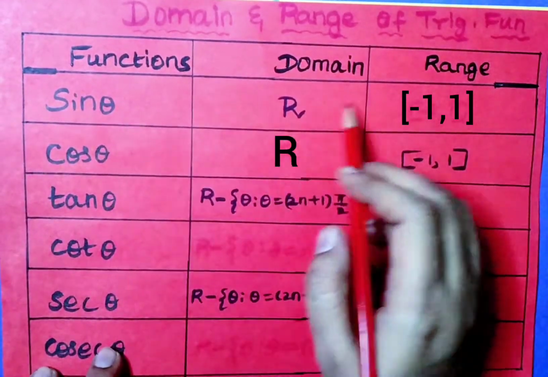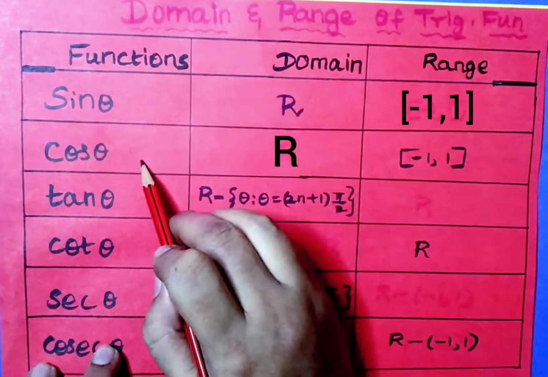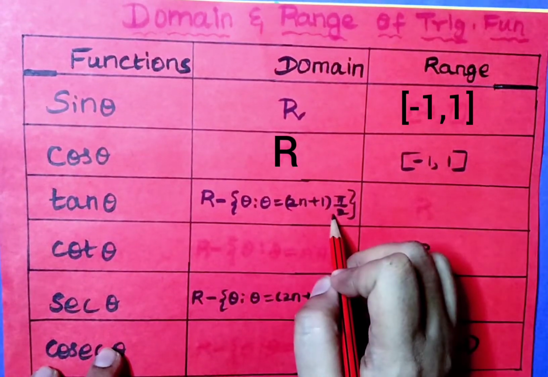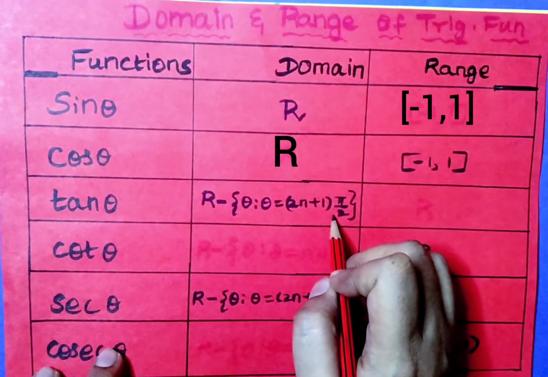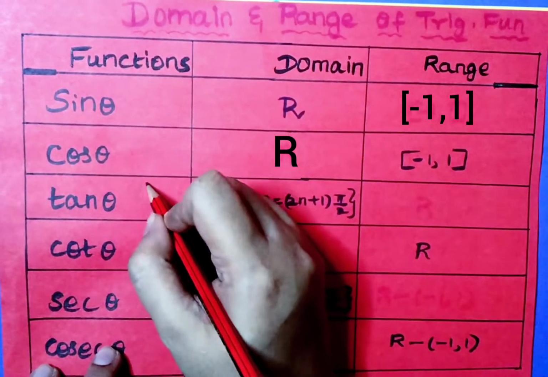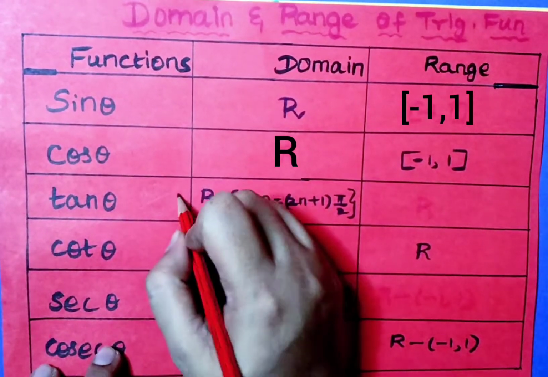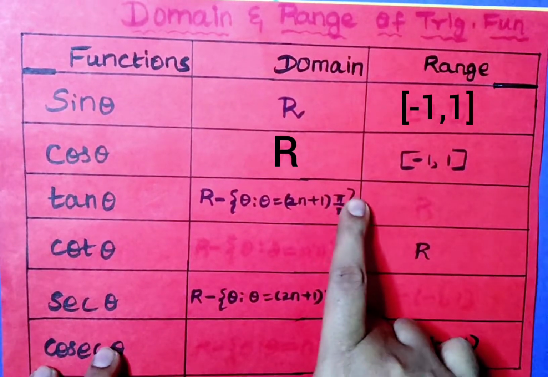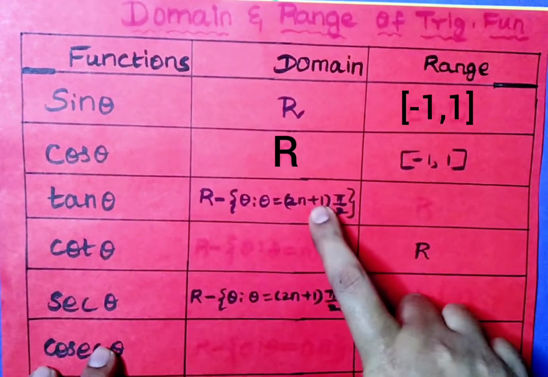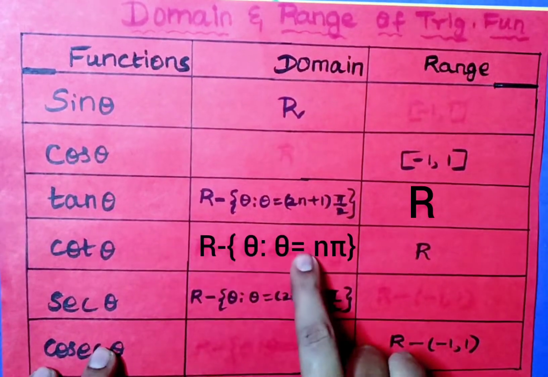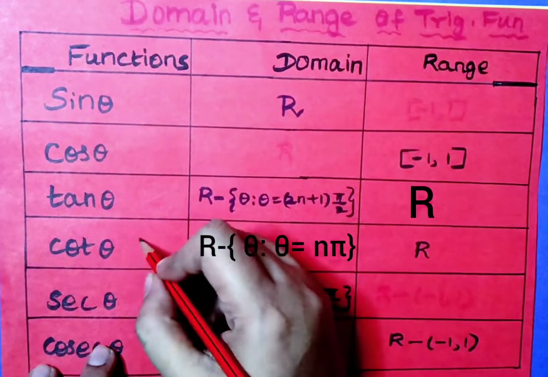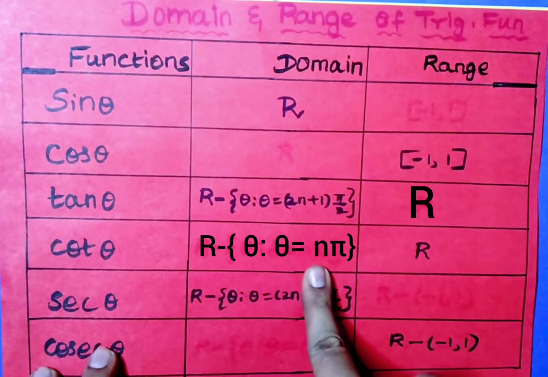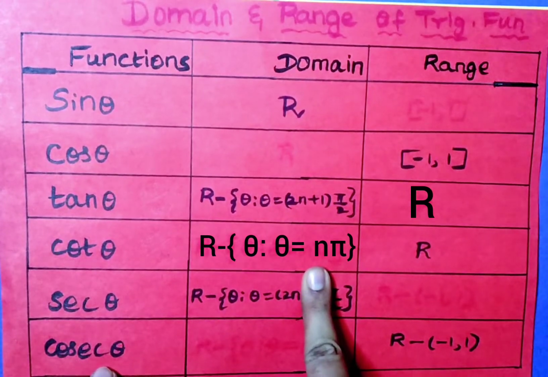For sin theta, the domain is real numbers and the range is minus 1 to 1. For cos theta, the domain is real numbers and the range is minus 1 to 1. For tan theta, we will not include the values for which cos is 0, because tan is sin by cos, so the denominator should not be 0. For cos, the odd multiples of pi by 2, that is 2n plus 1 into pi by 2, will make it 0, so we are neglecting those. And for cot, it is like cos by sin, so for sin, the values that make it 0 are n into pi, where n is an integer, both minus and plus.